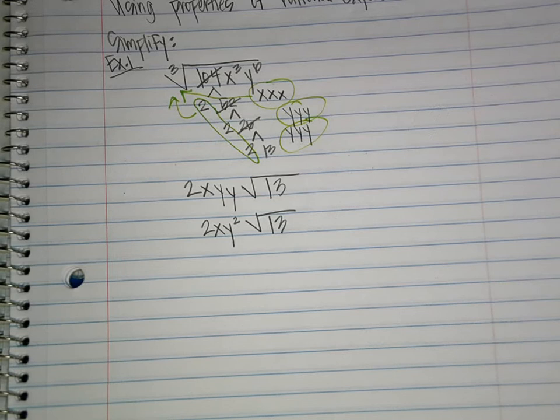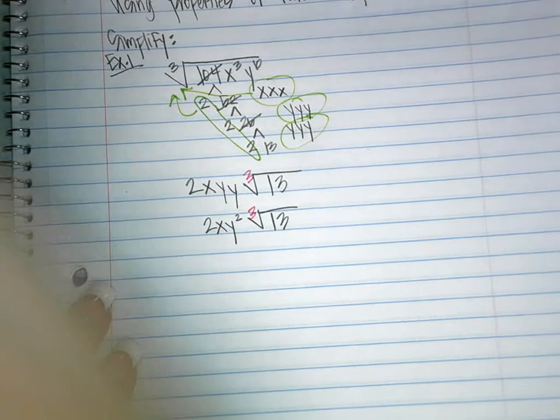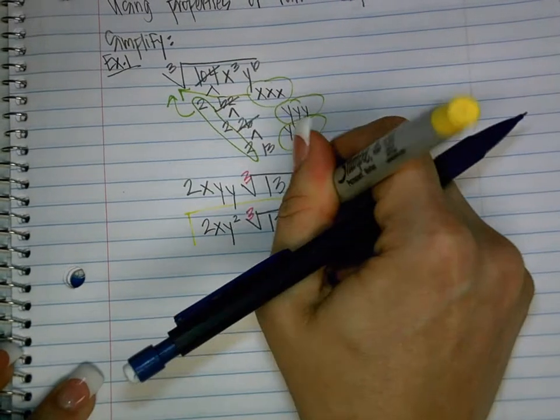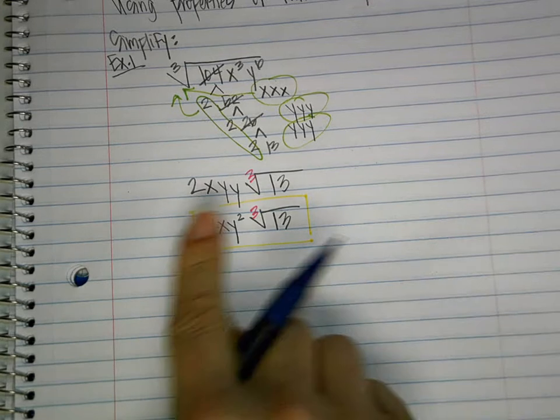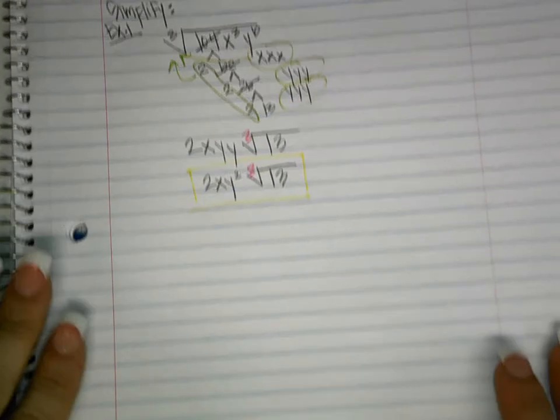What was my handle number when I started? 3. So that means the handle number has to stay 3. That's probably the biggest mistake people will make on these: you forget to write down that handle number to keep it. Whatever handle number you start with, that is what you will end with. That's your answer. So we're just simplifying on these. Okay, let's try another one.